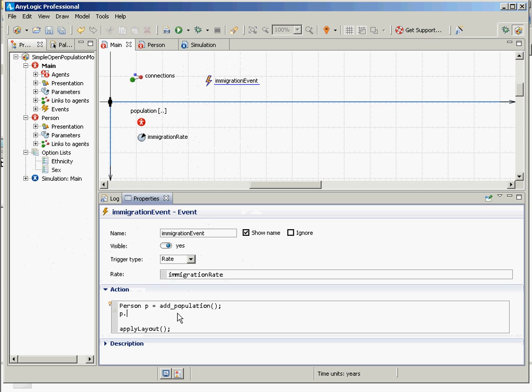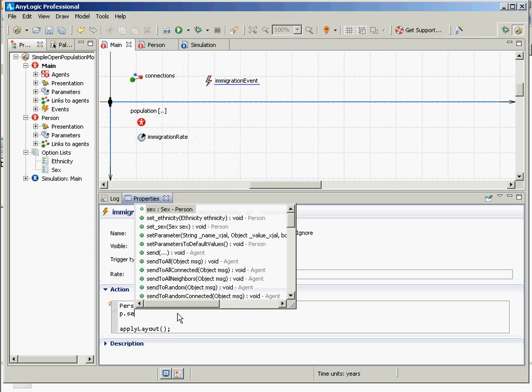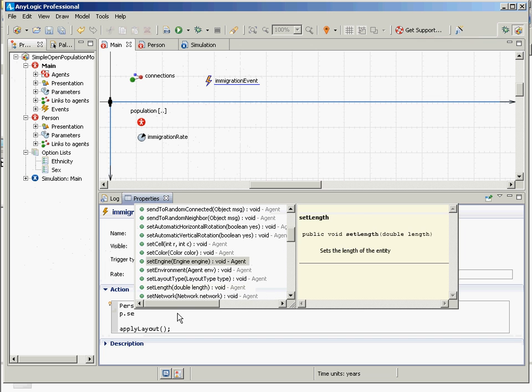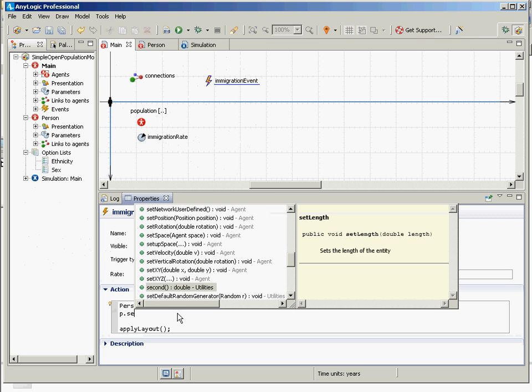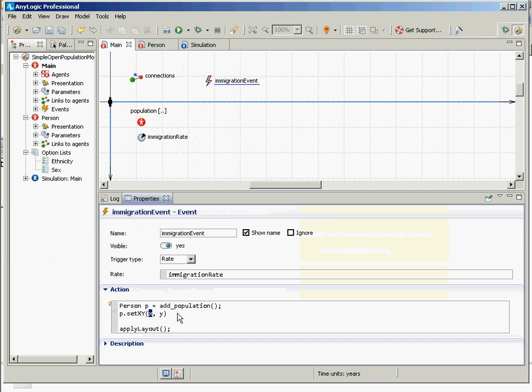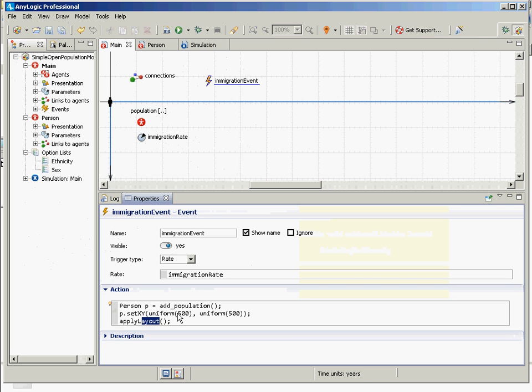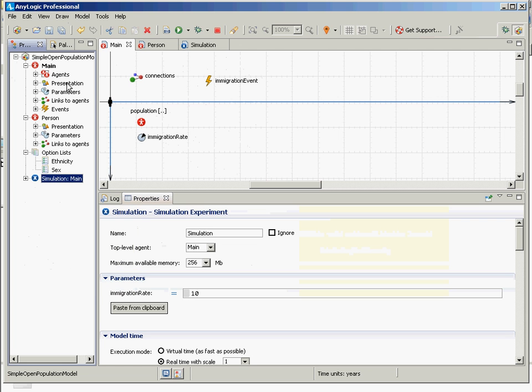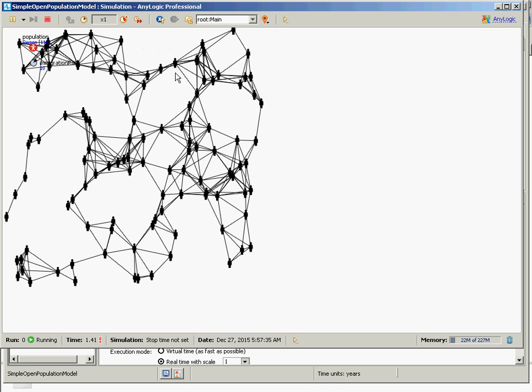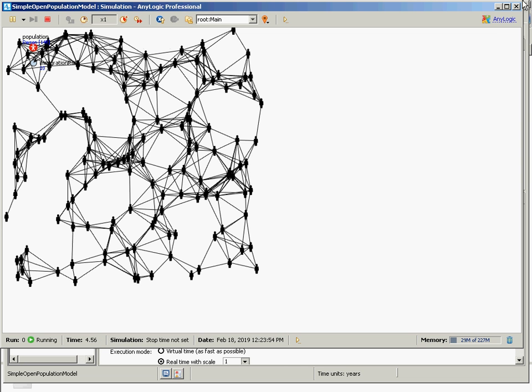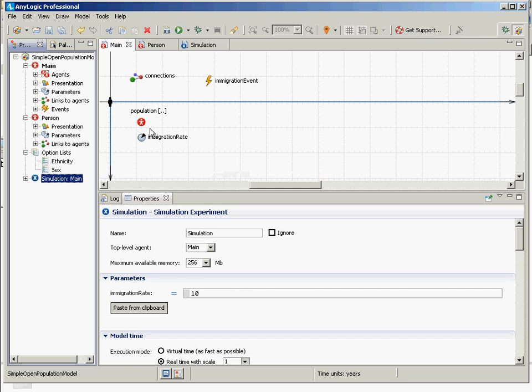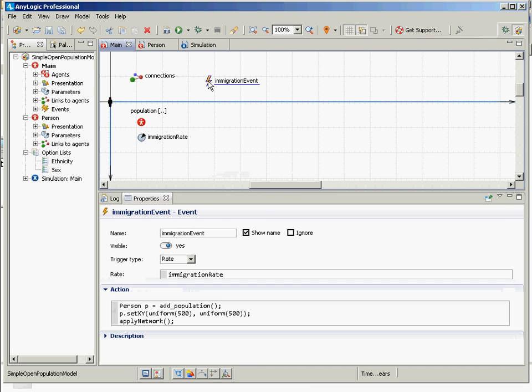Set, set X, Y. Now, uniform 500, and this would be 500. Sorry, I'm just verifying this workaround will work. Great. There we go. Nice. So sorry, this is a behavior change from AnyLogic 6. I just needed to figure out how to make it happen here.